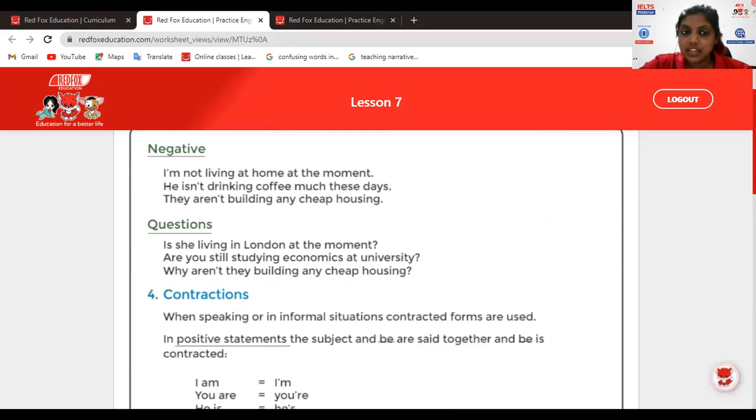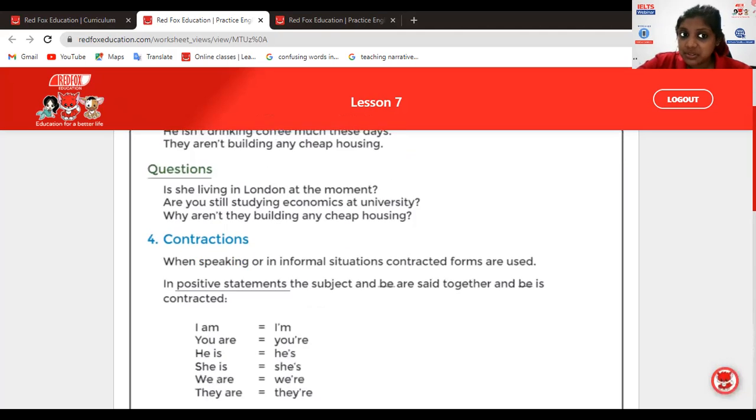And now they gave you a positive, now they're giving you a negative. Now, because I'm feeling guilty to make Sonia read every time, I'll read the negative examples for you. I am not living at home at the moment. Look at how they have added a not in there. He isn't drinking coffee much these days. Here they've added the negative to the be verb itself. Isn't. Is is the be verb, they have put isn't there. They aren't building any cheap housing. Again, they've added the negative to the be verb. Yes. Now, anybody else wants to read the questions?